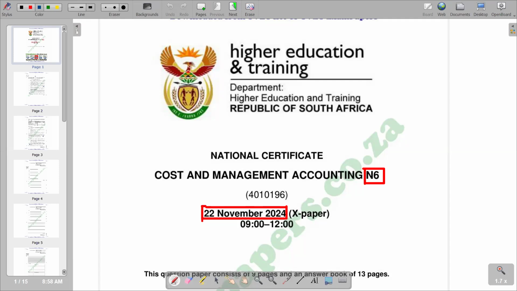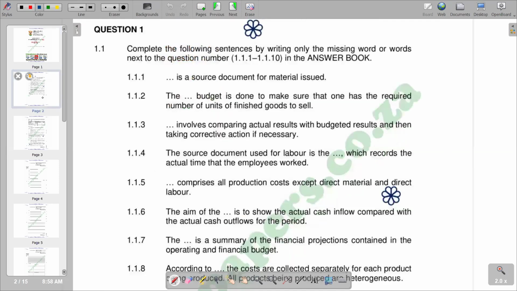In this video, I want to look at a question from the question paper of November 2024. So we are going to look at the first question on that question paper, that is our question one. So moving on to our question, we are going to start on 1.1, answer box.